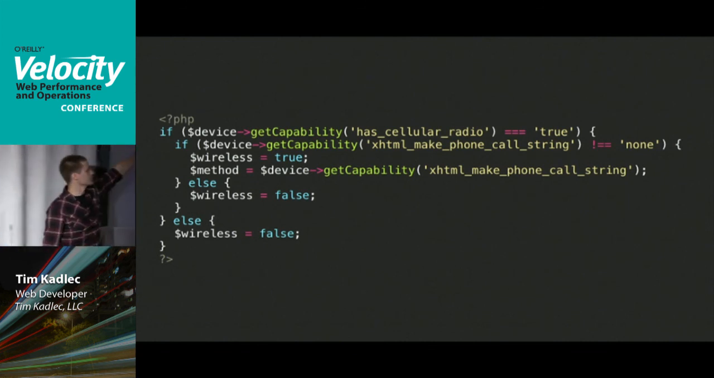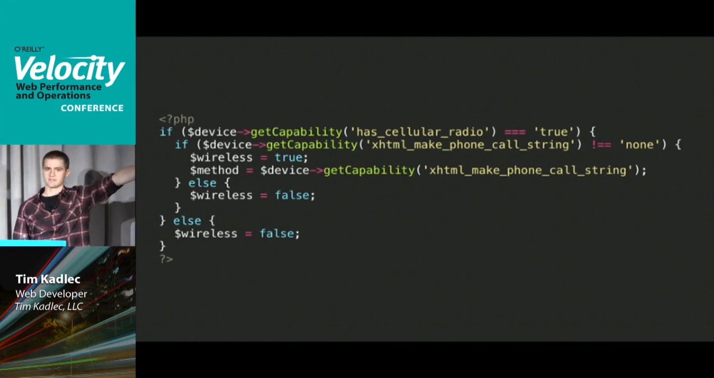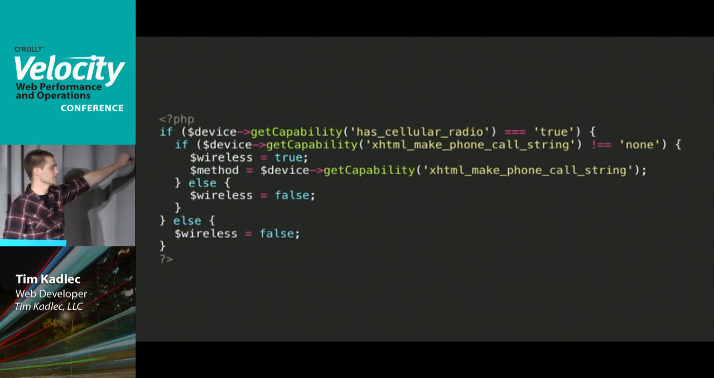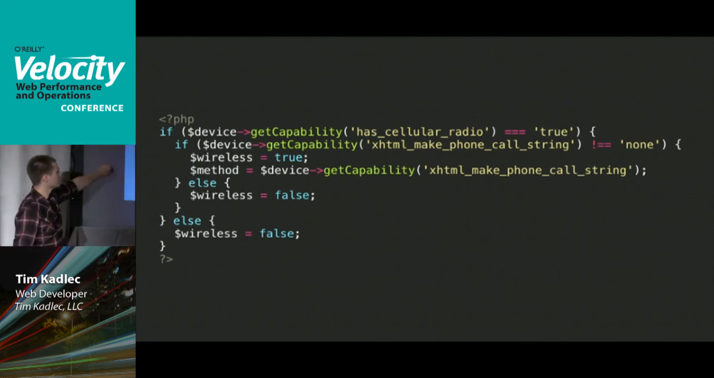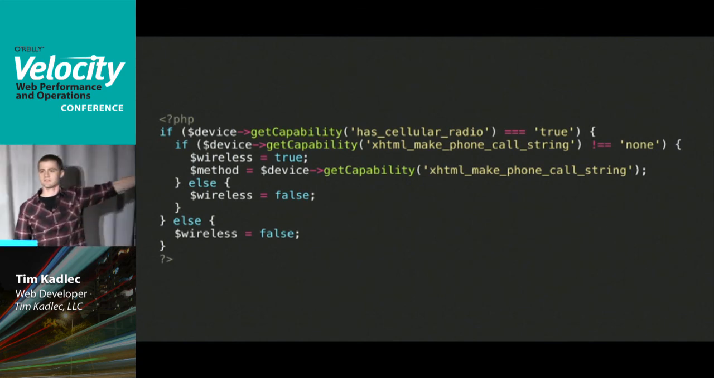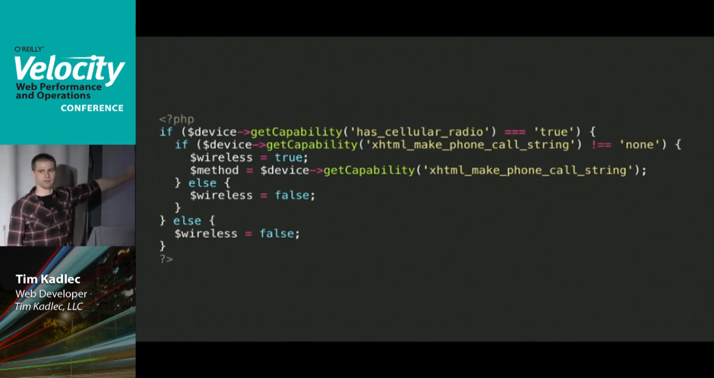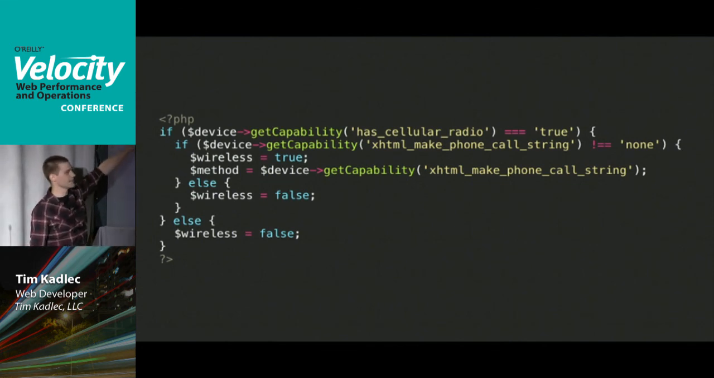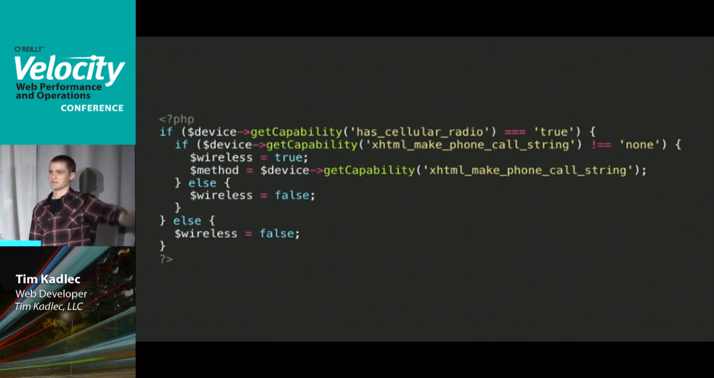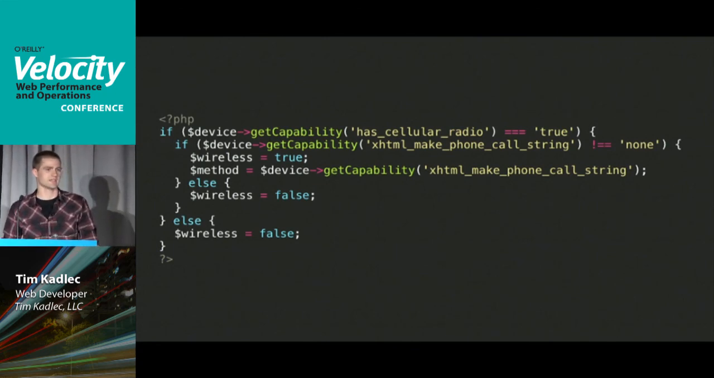And then find out how it supports that make a phone call string, because that changes depending on the device; some of the older devices handled it in a different way than some of the newer ones. If it does not support the make a phone call string, then we're going to say it's wireless false. Now, the way you would use this is you wouldn't exclude anybody from the experience. The fallback would be completely usable. What you would do is, if you can guarantee that it's a wireless device that supports the make a phone call string, then you can optimize and enhance that experience for them.